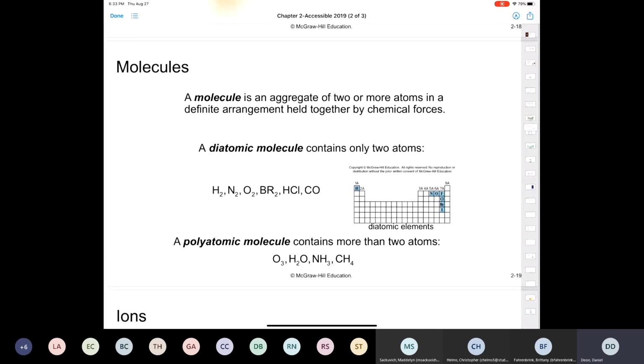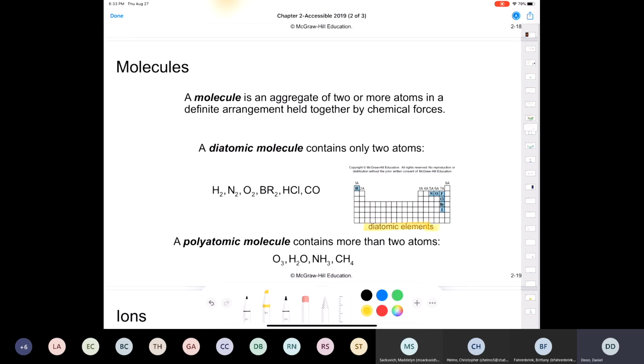People talk about molecules all the time. A molecule is an aggregate of two or more atoms in a definite arrangement held together by chemical forces. A diatomic molecule contains only two atoms. Now, there are 1, 2, 3, 4, 5, 6, 7 diatomic elements, and they are all highlighted right here. These are the diatomic elements.